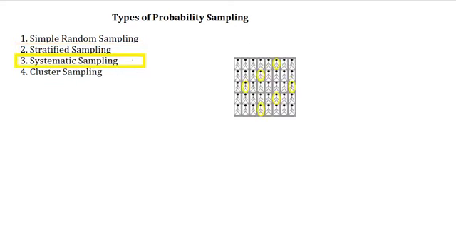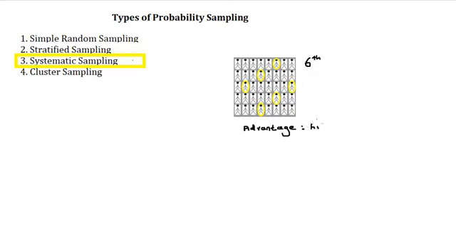Systematic sampling is very simple. You just choose the nth person from a list. You could choose the 6th person from a list, as in this example. You could choose every 7th, 10th, 13th, 100th, and so on. It doesn't really matter. It depends on what kind of sample you want and how large your population is.